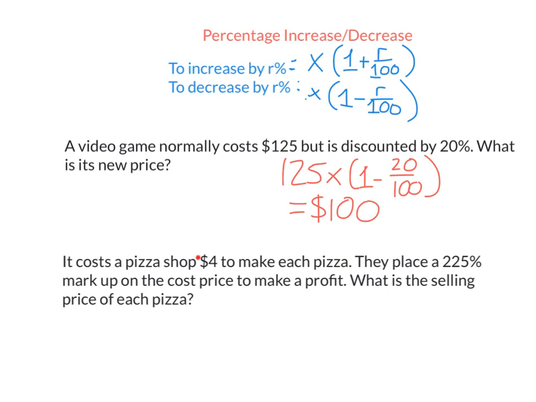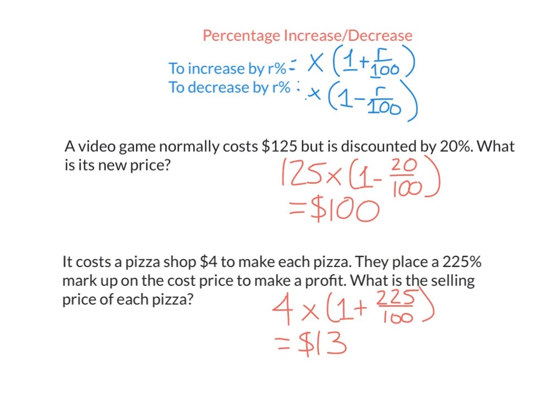So let's look at this question here. It costs a pizza shop $4 to make a pizza. They place a 225% markup on the cost price. What's the selling price? So what we're essentially doing is taking $4, the cost price of the pizza, and increasing it by 225%. So this time it's 1 plus 225 over 100. The reason it's plus is because we are increasing. That's what markup means. You increase the price in order to make a profit. So we're increasing 4 by 225%, and all you need to do is put that on your calculator and you get $13. So that's what they will sell each pizza for.